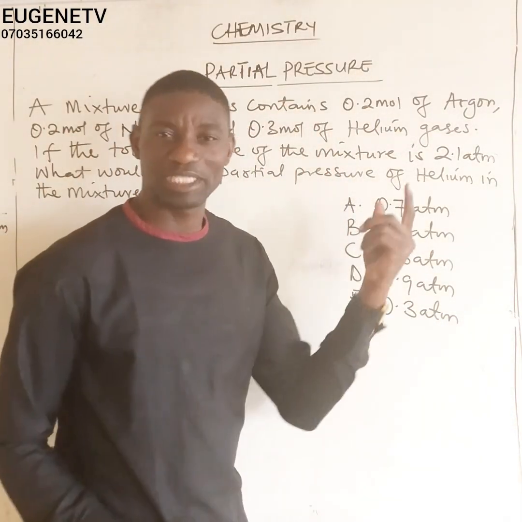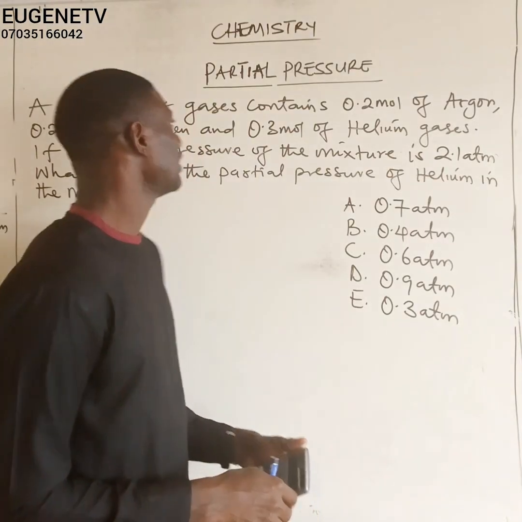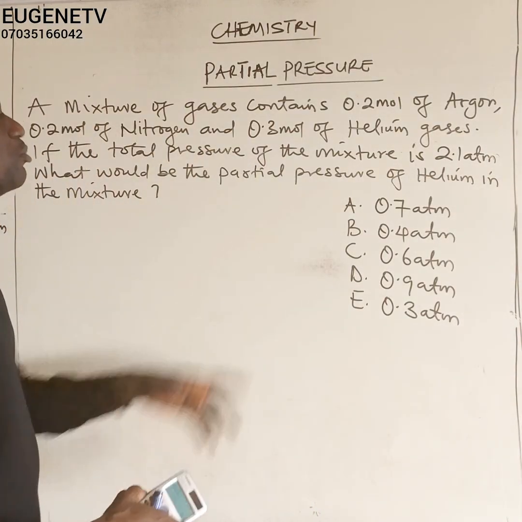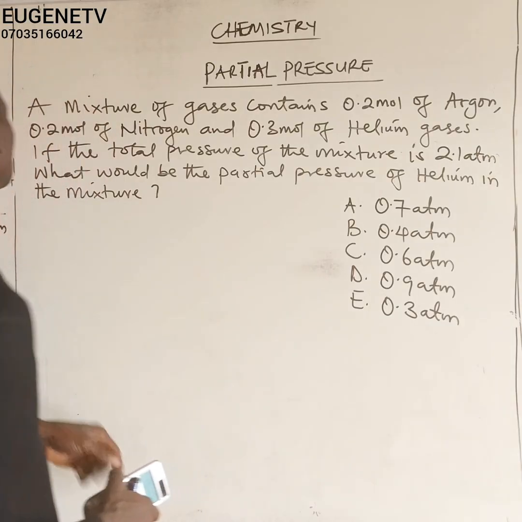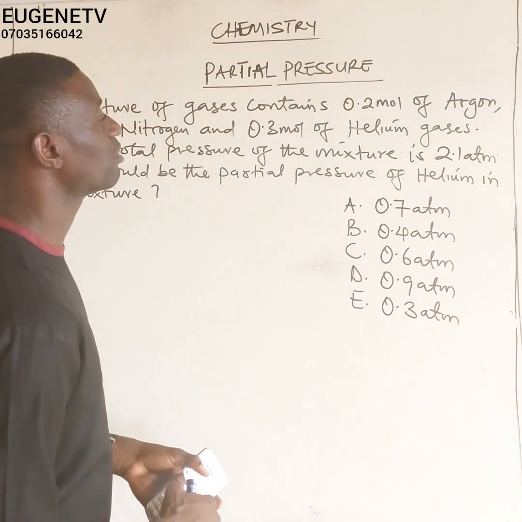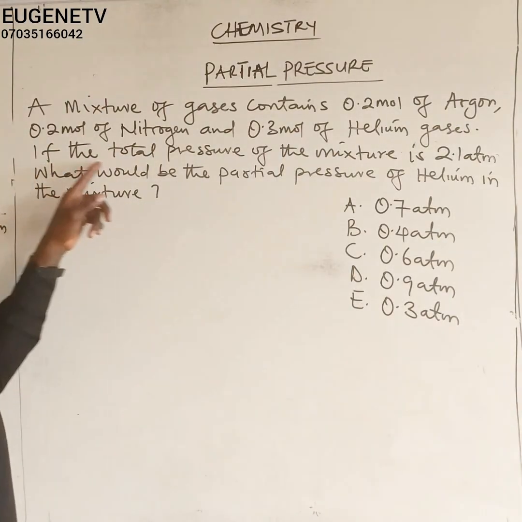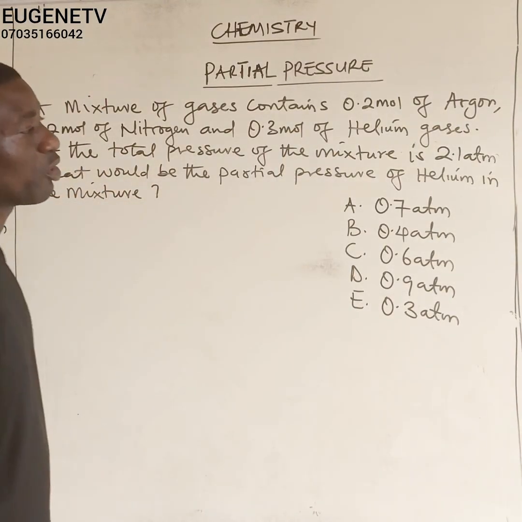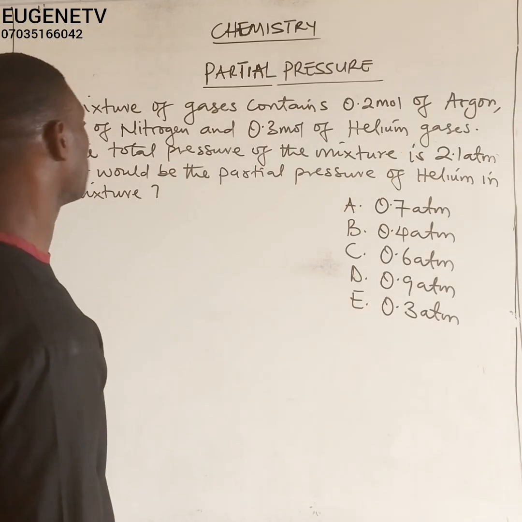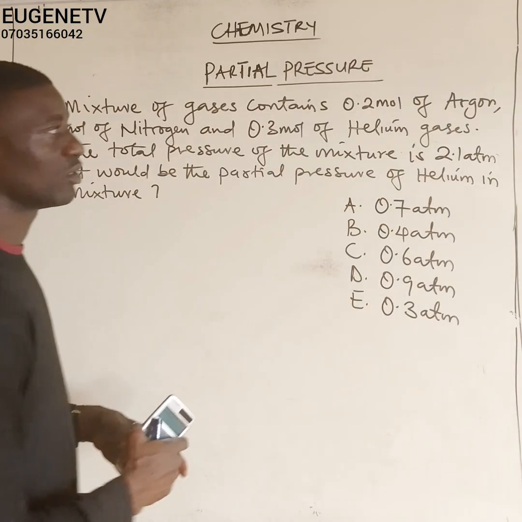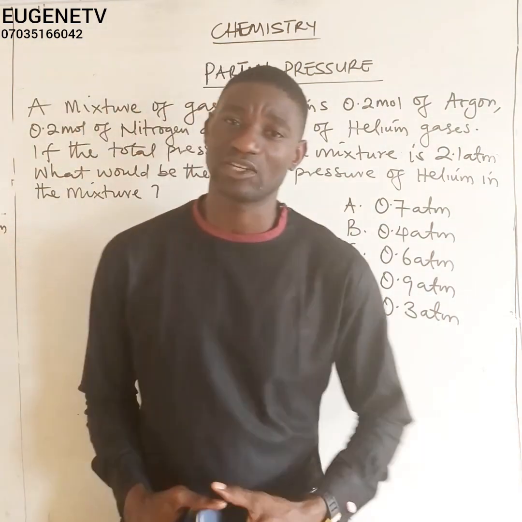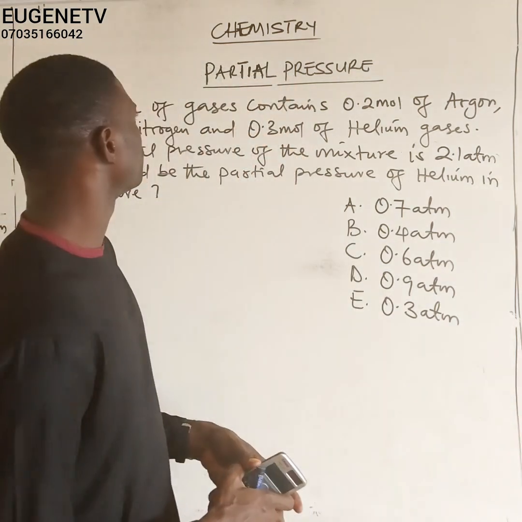And of course, this question is based on partial pressure. The question says, a mixture of gases contains 0.2 mole of argon, 0.2 mole of nitrogen, and 0.3 mole of helium gases. If the total pressure of the mixture is 2.1 atm, what would be the partial pressure of helium in the mixture? Before we answer this question, if you know the answer, please drop it in the comment section. Let's take a look at partial pressure.